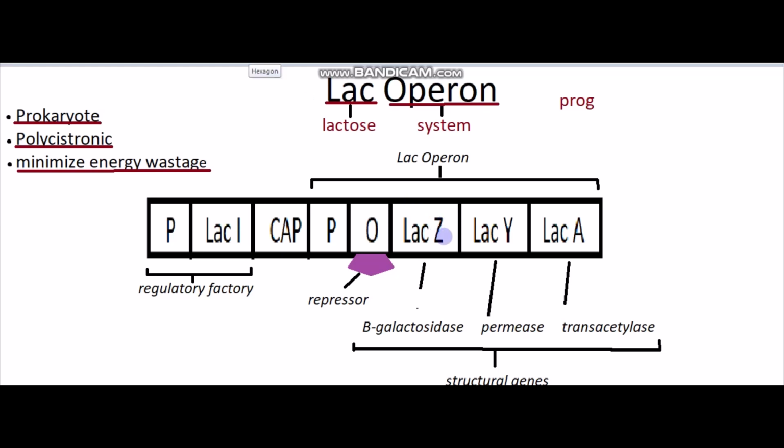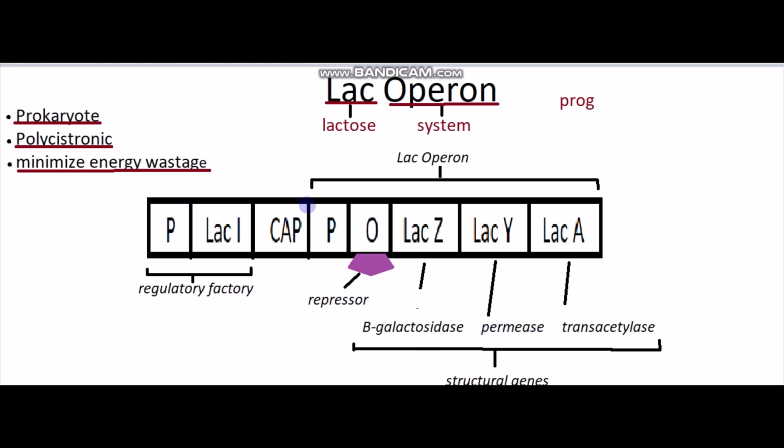If you take a closer look at the structural genes, LAC-Z encodes for beta-galactosidase. Beta-galactosidase is an enzyme that cleaves the lactose molecule into glucose and galactose so that it can be easily metabolized by the cell. LAC-Y codes for permease. Permease is a membrane channel protein that binds to the cell membrane and increases the permeability of lactose into the cell. LAC-A codes for trans-acetylase. The role of trans-acetylase is not yet completely discovered, so we can say that the major enzymes or proteins playing role in lactose metabolism are beta-galactosidase and permease.